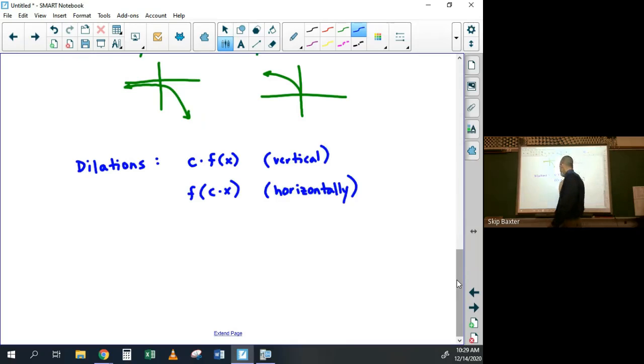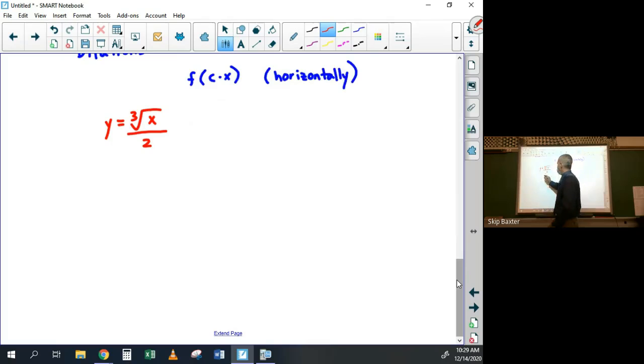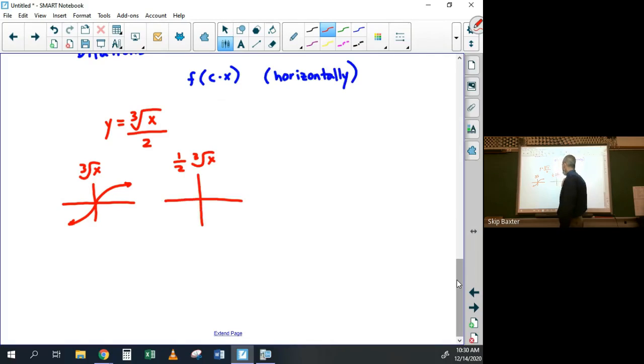So something like y equals the cube root of x divided by 2. This is like multiplying by 1/2, so it shrinks it down vertically. So if the cube root of x looks like this, then 1/2 of the cube root of x looks like half as tall. Same general shape, just squished down.